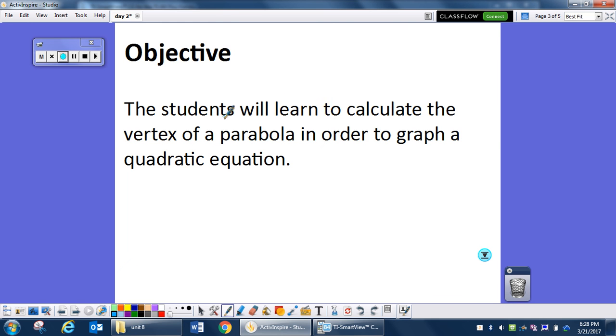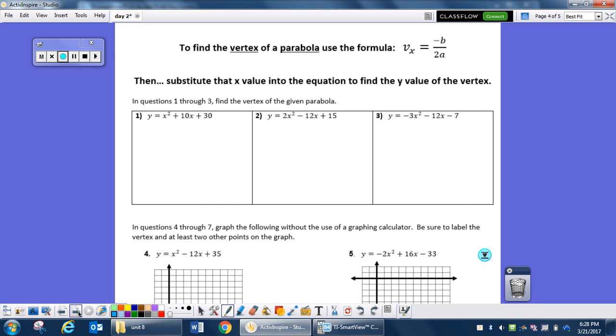All right, so your objective today is to learn to calculate the vertex of a parabola in order to graph a quadratic equation. So, on the front you should have your notes, and it's important to see that they're giving you the formula for the x-coordinate of the parabola. Okay, so notice this gets you the x-coordinate. That's why I have v of x. And you're going to do the opposite of b divided by 2a. But then you have to substitute that x value into the equation to find the y value, because it's going to be something that you want to graph.